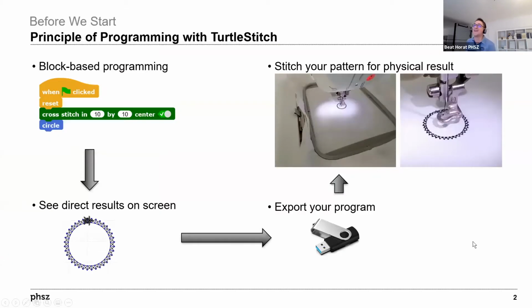Before we start, I will say something about the principle of programming with TurtleStitch. I don't know what background you have. Some of you are certainly very experienced in TurtleStitch and Snap and other branches. Some may be new. So it's a block-based programming language. You can snap your blocks together, then execute it and see the results directly on screen. And where TurtleStitch goes further, for instance, like in BeagleBox, you can export your program. And in this case, you can stitch your pattern and then have a physical result.